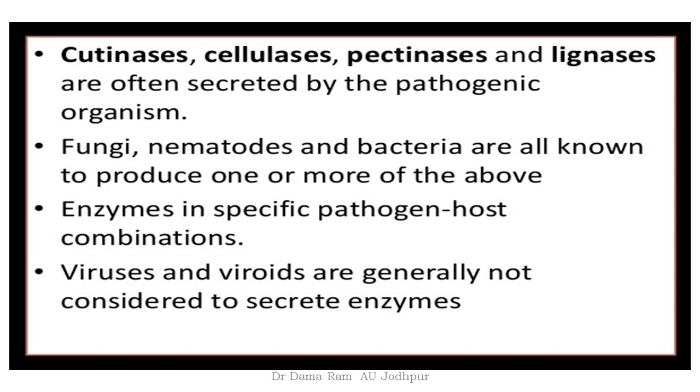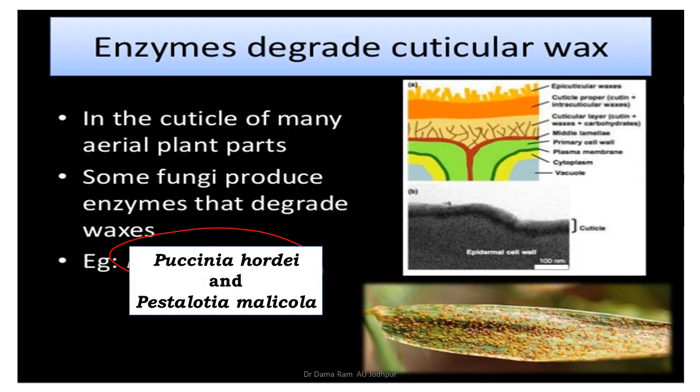So enzyme in specific pathogen-host combination we also discuss, and viruses and viroids are generally not considered as secreted enzyme producers. Means virus and viroid never produce any toxins or enzymes during disease development. So, enzymes degrade the cuticle. The first layer of the plant surface is the cuticle.